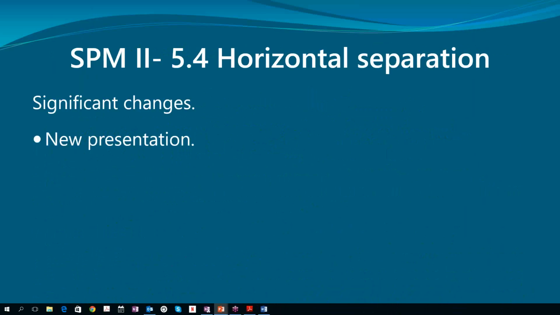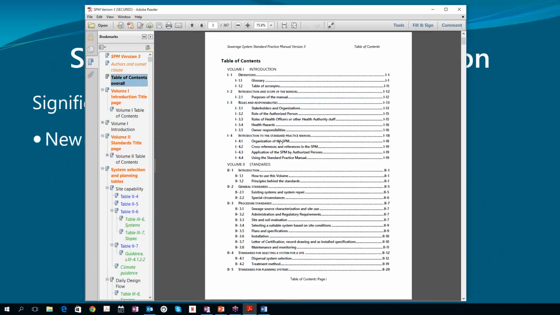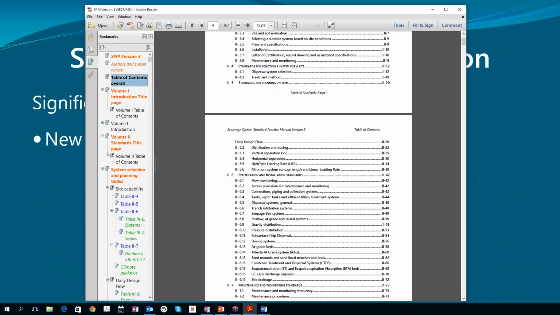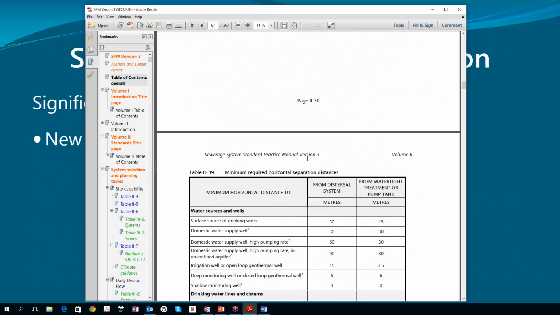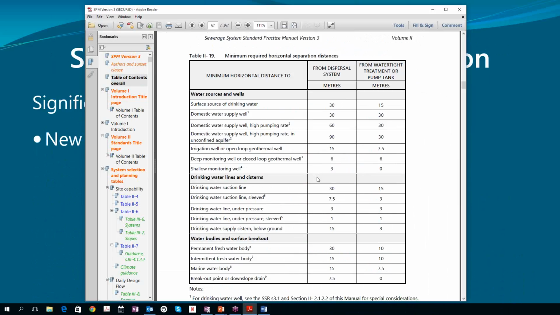So this is intended for maintenance providers who maybe missed those earlier webinars. And we want to point out there's a new presentation. There's new tables. And horizontal separation is in 5.4. So there is our new presentation.